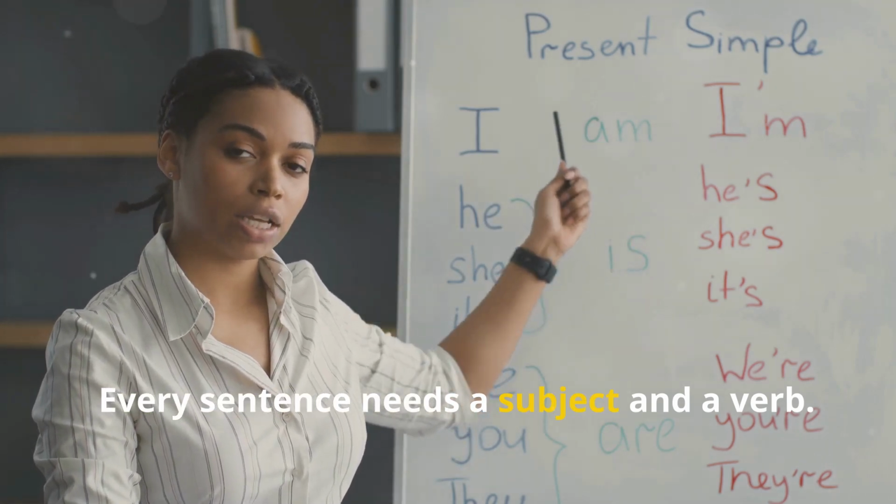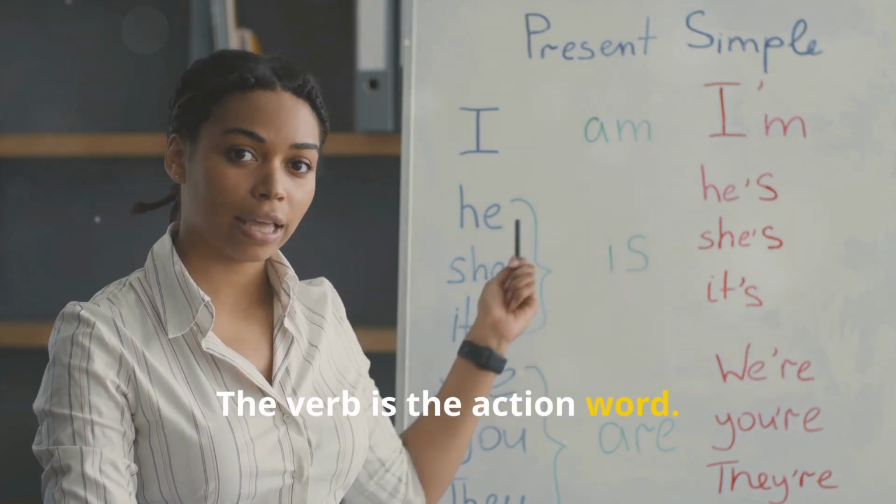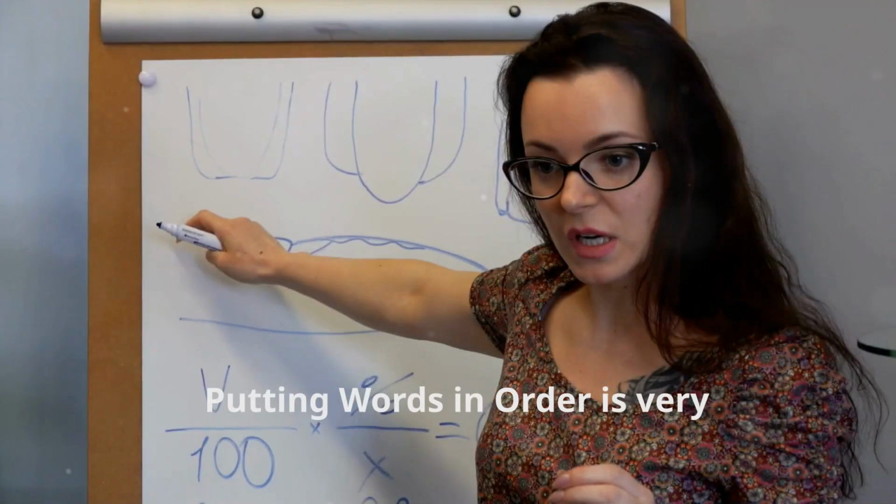Every sentence needs a subject and a verb. The subject is who or what is doing something. The verb is the action word. "He runs" is a good example.